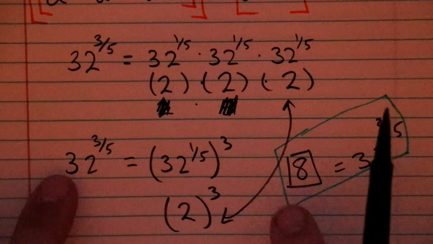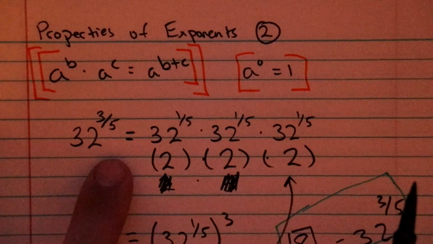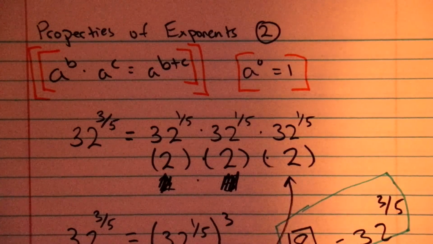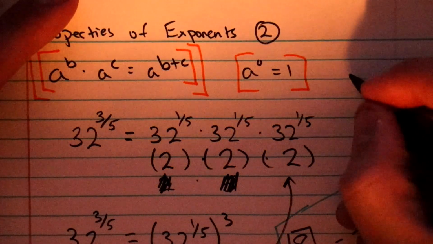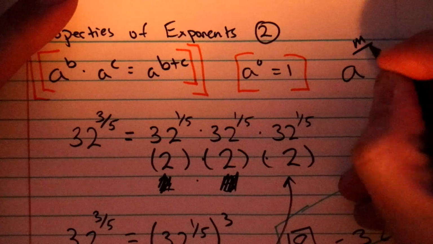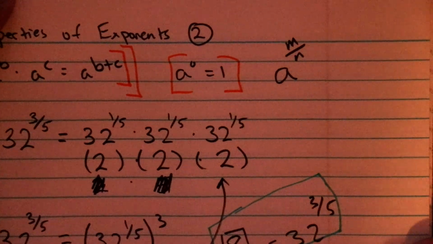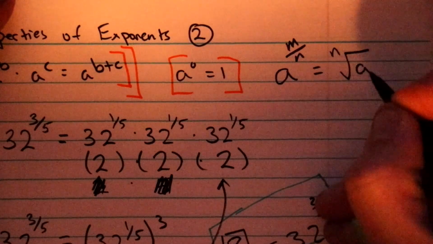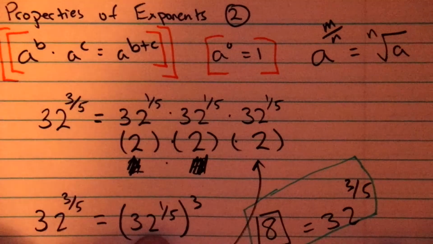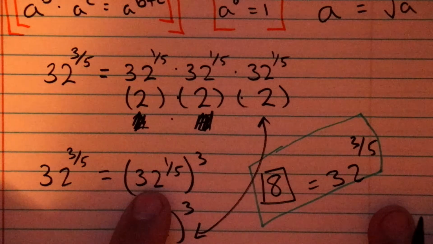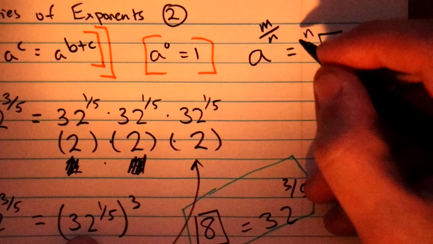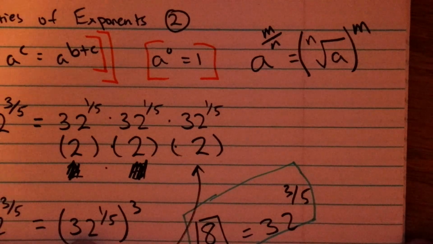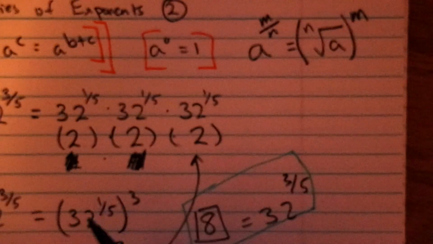If you get stuck, what we noticed was that you can always go back to the addition of exponents. In general, we say this, that a number to the m over n is equivalent to the nth root of a, because that's what we're doing here. We take the nth root, so like the 5th root of 32, to the power of m. That's really fancy notation for this idea here.